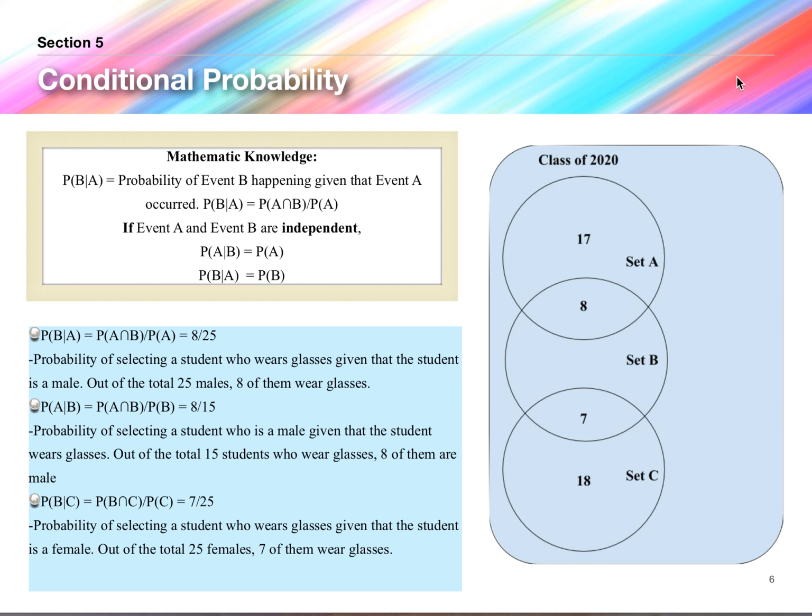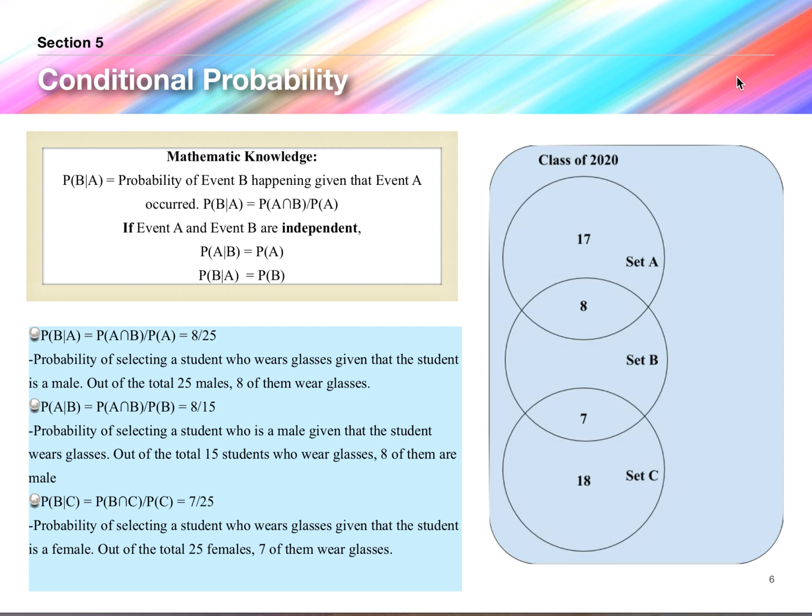Conditional probability. Probability of B given A means the probability of event B happening given that event A occurred. This is a conditional probability. The formula is probability of B given A equals probability of A and B over probability of A.